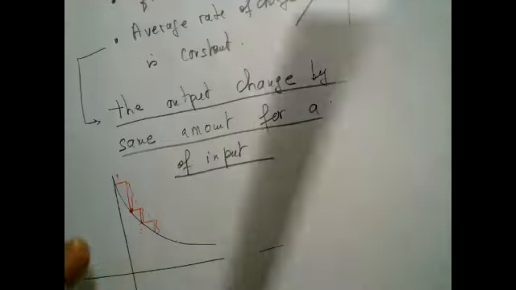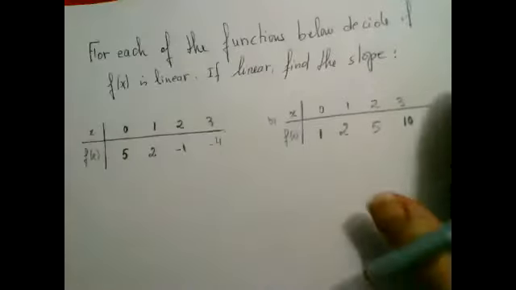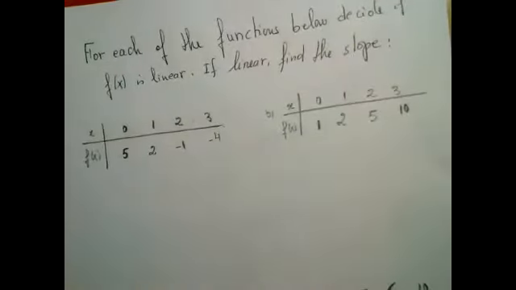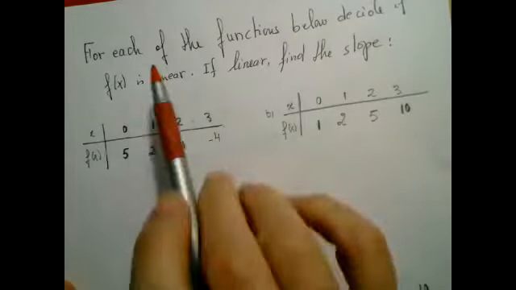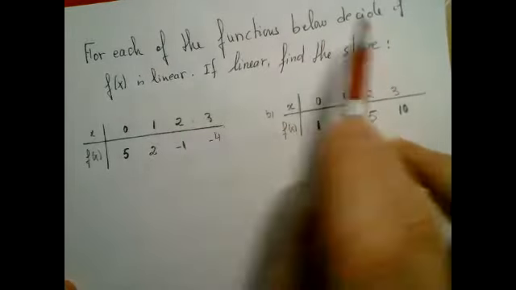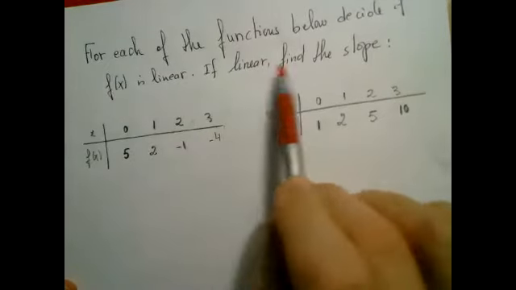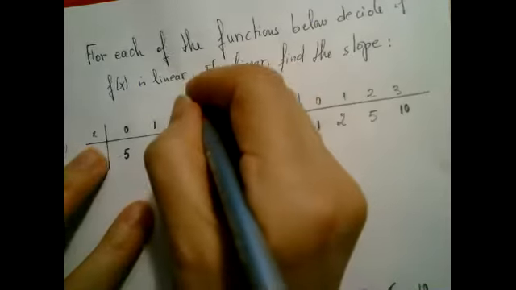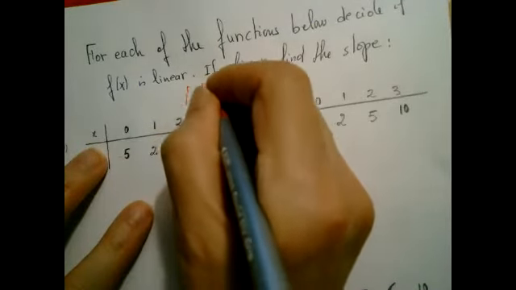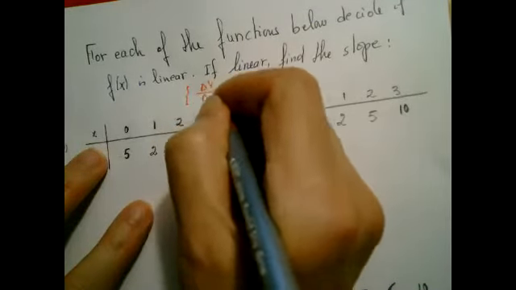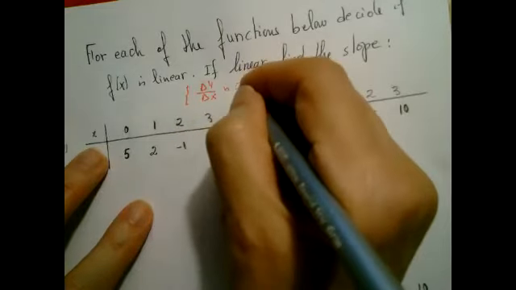All right. So we're going to make this small exercise. We're going to do a lot of simple problems together today. And here, for each of the functions below, decide if f is linear. And if it's linear, find the slope. The key idea: it's linear if the slope is constant. That's really what linear means. There is no change, it's constant.